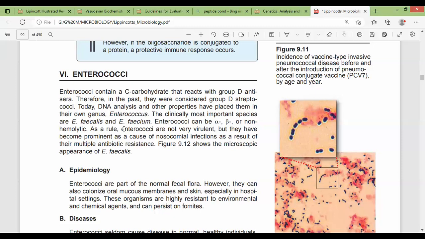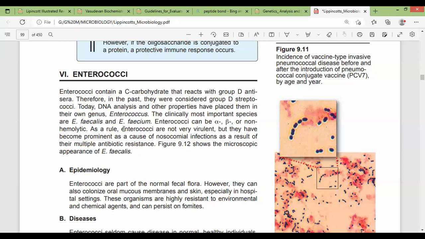Now we're coming to enterococci. Enterococci are just brothers of these. There are two important ones: Enterococcus faecalis and Enterococcus faecium. Same as the streptococci, they can be alpha hemolytic, beta hemolytic, or gamma hemolytic. Remember, gamma doesn't do anything to the RBCs.